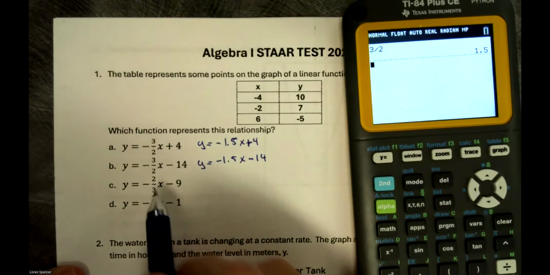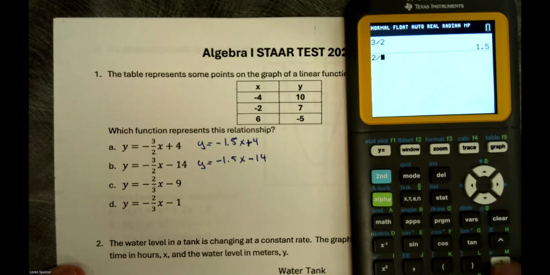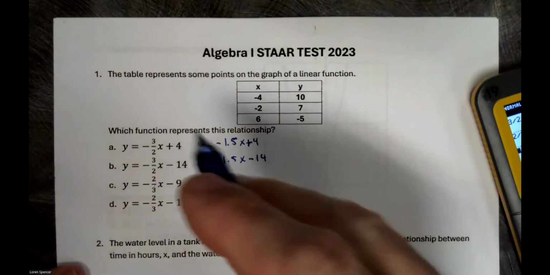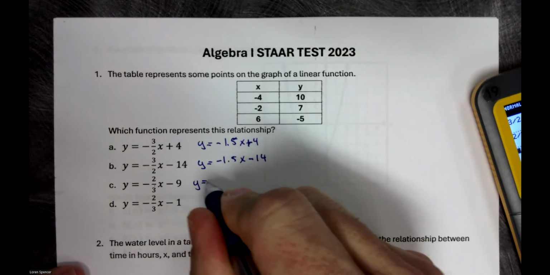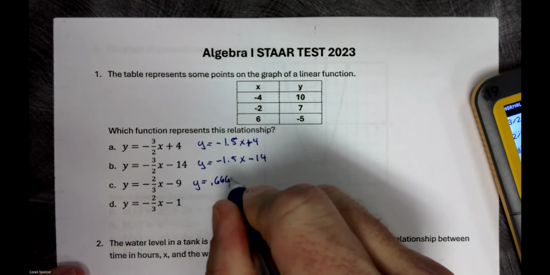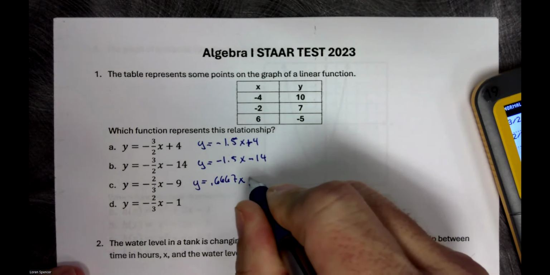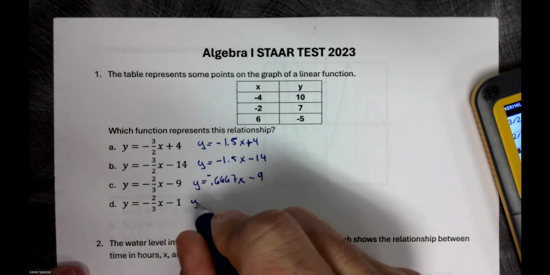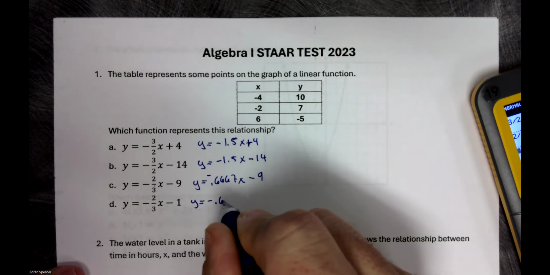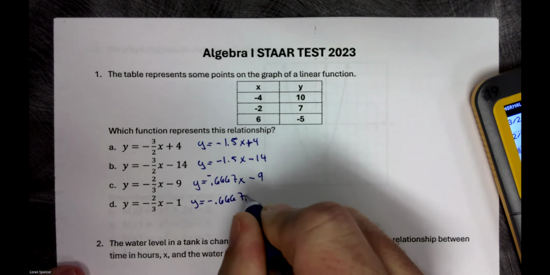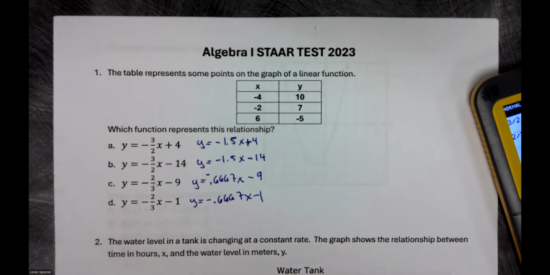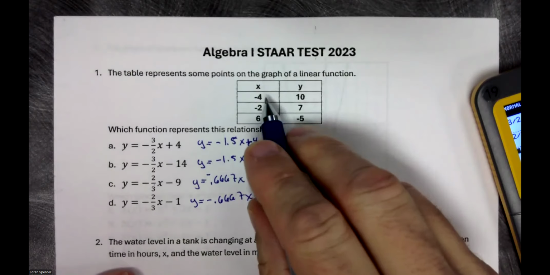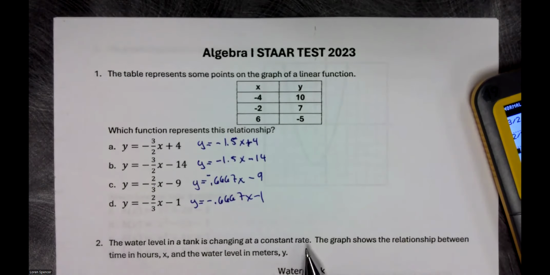Then I have a 2/3, so I need to divide that out. 2 divided by 3, that's 0.667. So y equals 0.667x minus 9. And this one is y equals negative 0.6667x minus 1. All right, at this point, I'm going to switch over to Desmos, and I'm going to put these into Desmos. So here we go.